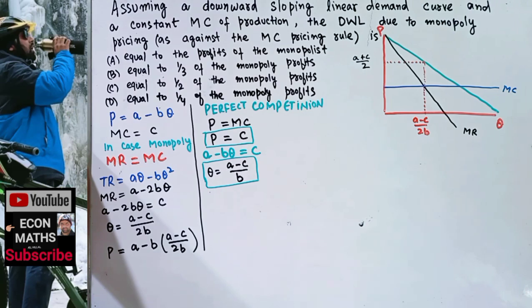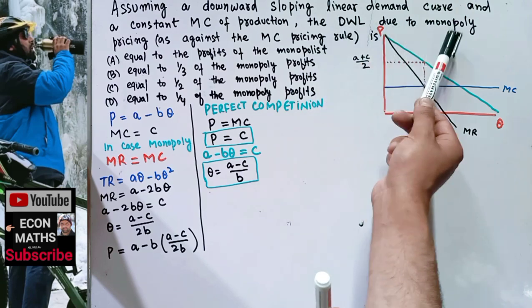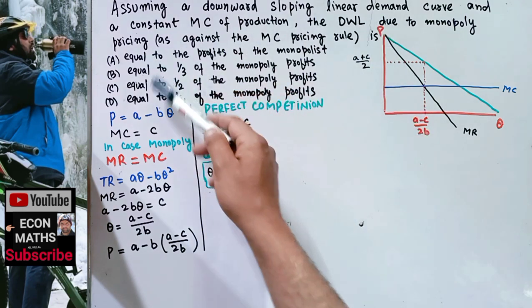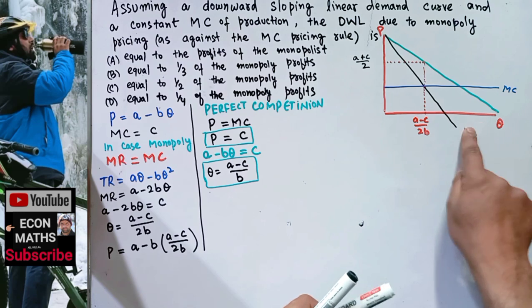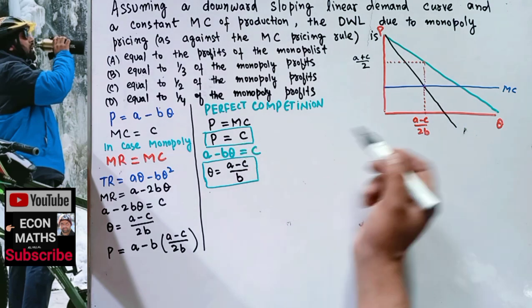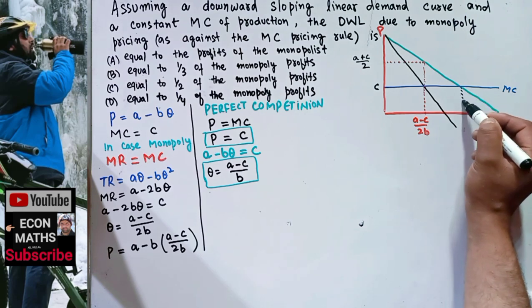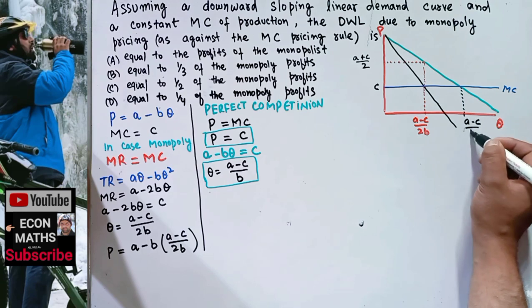So let's go to the question again. The question was, we have to find out the deadweight loss due to the monopoly pricing. That means we need to find the ratio of deadweight loss to the monopoly profit. Okay, in this case, let me write it here. So what is the price? Price is C. And quantity in case of perfect competition is (A minus C) upon B.